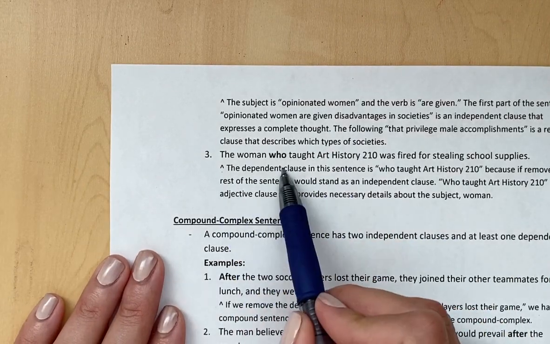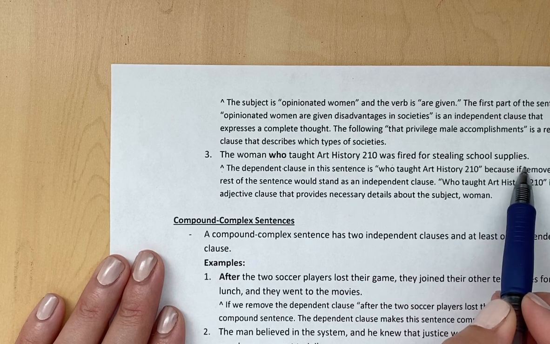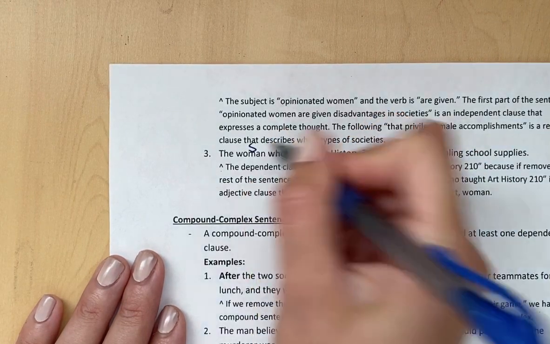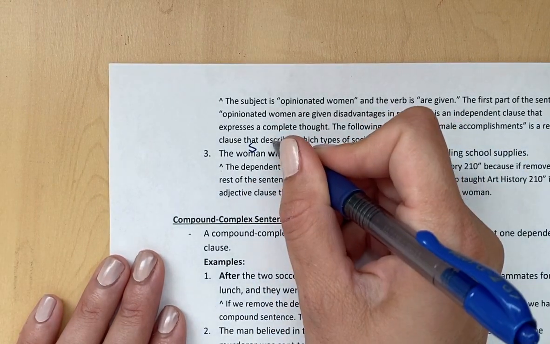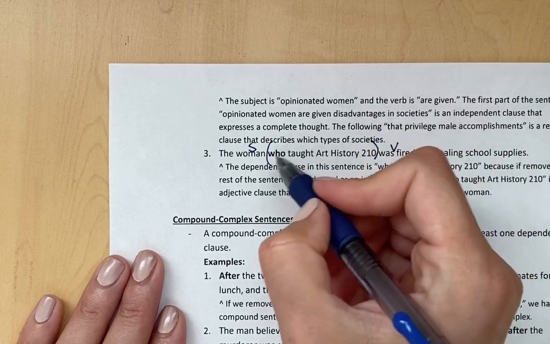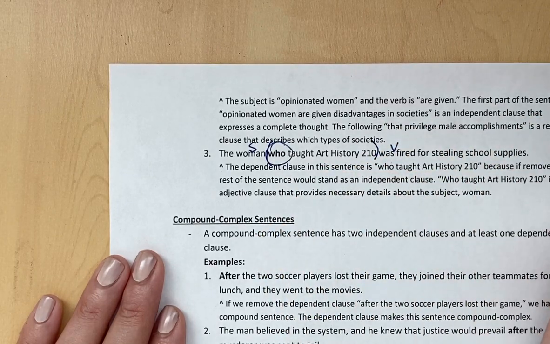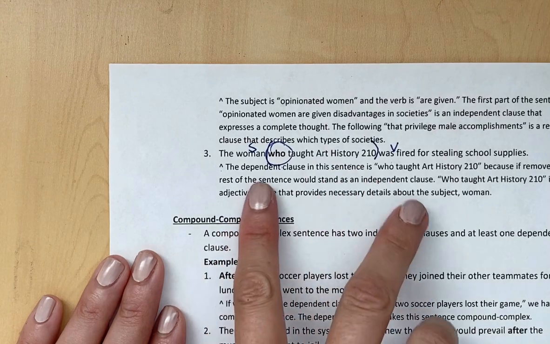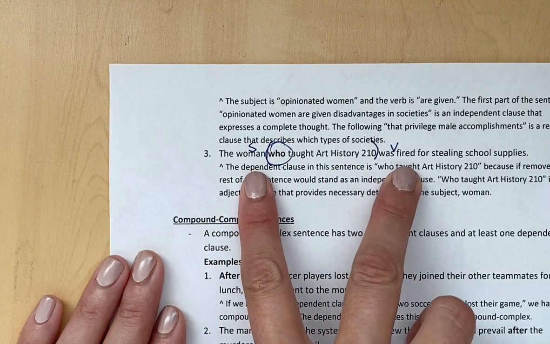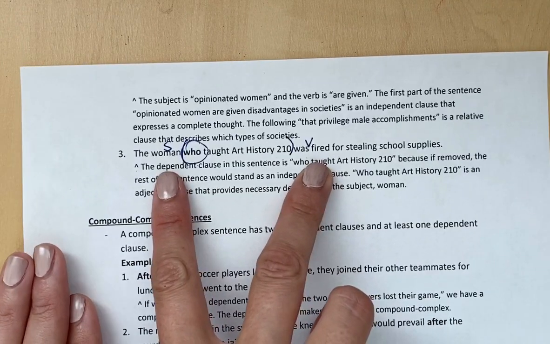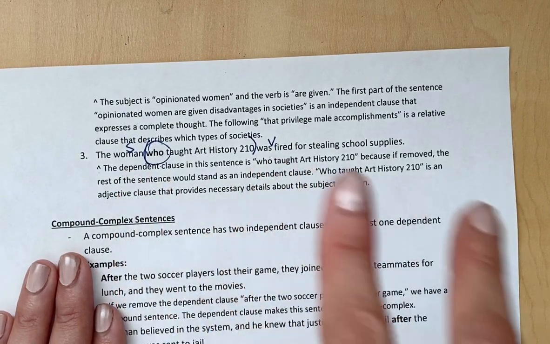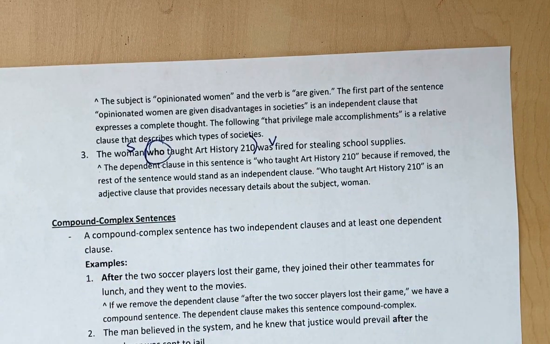Here we have: the woman who taught art history 210 was fired after stealing school supplies. The woman is our subject. She was fired. And this relative clause introduced by who is kind of an interrupter. If it were removed, it would still stand alone. It's still a complete sentence. And so we can see that it is our independent clause. Okay, I know it's a lot.